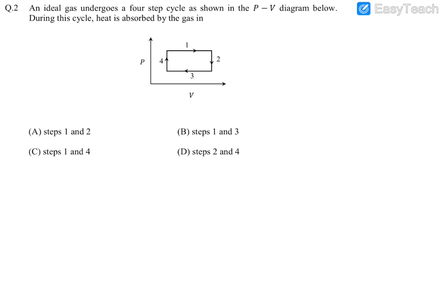It says an ideal gas undergoes a 4-step cycle. A PV diagram has been shown to us. During this cycle, heat is absorbed by the gas in which processes? So we need to identify the process. The processes are this one process 1, then 2, then 3, then 4.